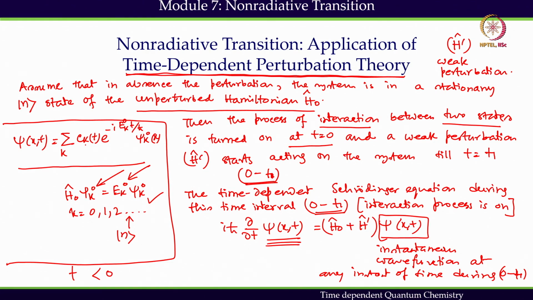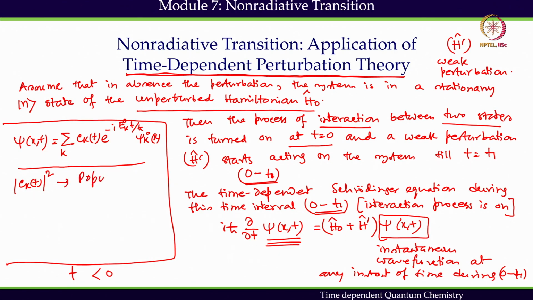And this c_k has a meaning here. What is the meaning of c_k? c_k is the contribution of each state. In the end, it will infer the population. So, the square of the absolute value of c_k(t) will give me the population in the kth state.